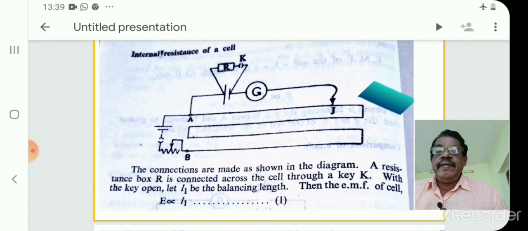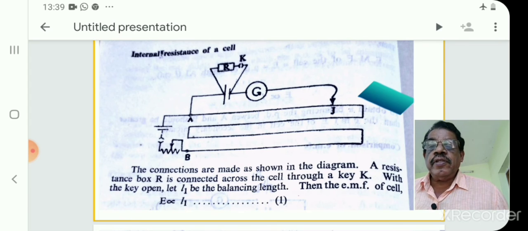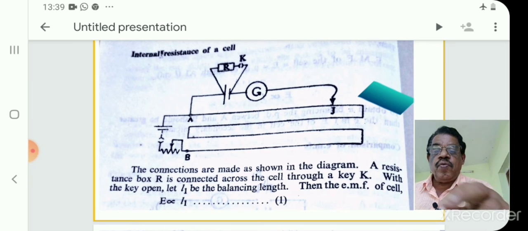അപ്പോൾ സെല്ലിൻ്റെ ഇൻറ്റേർണൽ റെസിസ്റ്റൻസ് കണ്ടുപിടിക്കാൻ നമ്മൾ ഡാനിയൽ സെല്ല് ഉപയോഗിക്കുന്നു. ഡാനിയൽ സെല്ലാണ് സെക്കൻഡറി സർക്യൂട്ടിൽ പിടിപ്പിക്കുന്നത്. ക്രോസ് ആയിട്ട് റെസിസ്റ്റൻസ് ബോക്സിന് കീയും ഉണ്ട്. കീ ഓപ്പൺ ആക്കി വെക്കുക എന്ന് പറഞ്ഞാൽ ആ റെസിസ്റ്റൻസ് ഇൻക്ലൂഡ് ചെയ്യരുത്. അന്നേരമുള്ള ബാലൻസ് ലെങ്ത് AJ അളന്ന് L1 എന്ന് എഴുതും, സെക്കൻഡറി സെൽ EMF E proportional to L1.